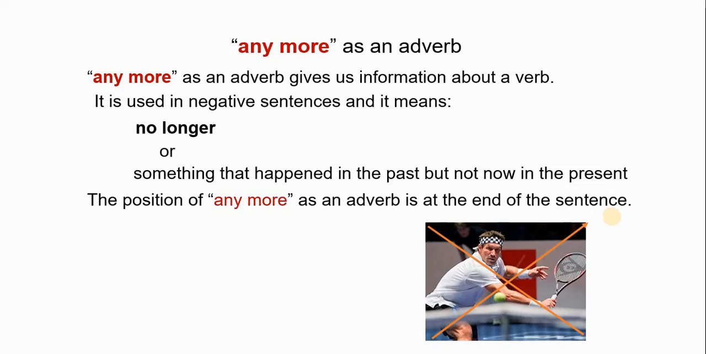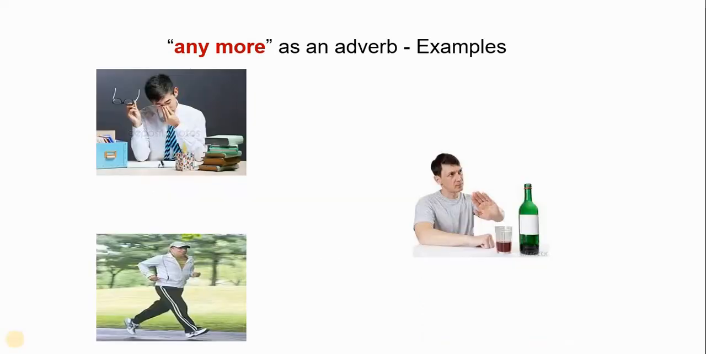A good example is, I don't play tennis anymore. So this means I no longer play tennis. I played tennis in the past, but not now in the present, and probably not in the future. So I used to play tennis, but I don't play tennis anymore. Alright? So let's look at some more examples.